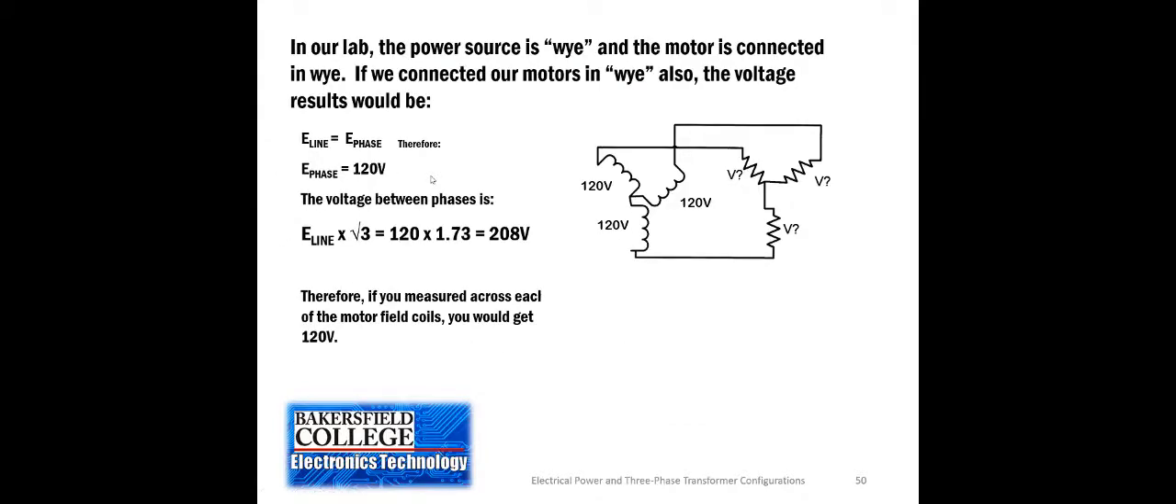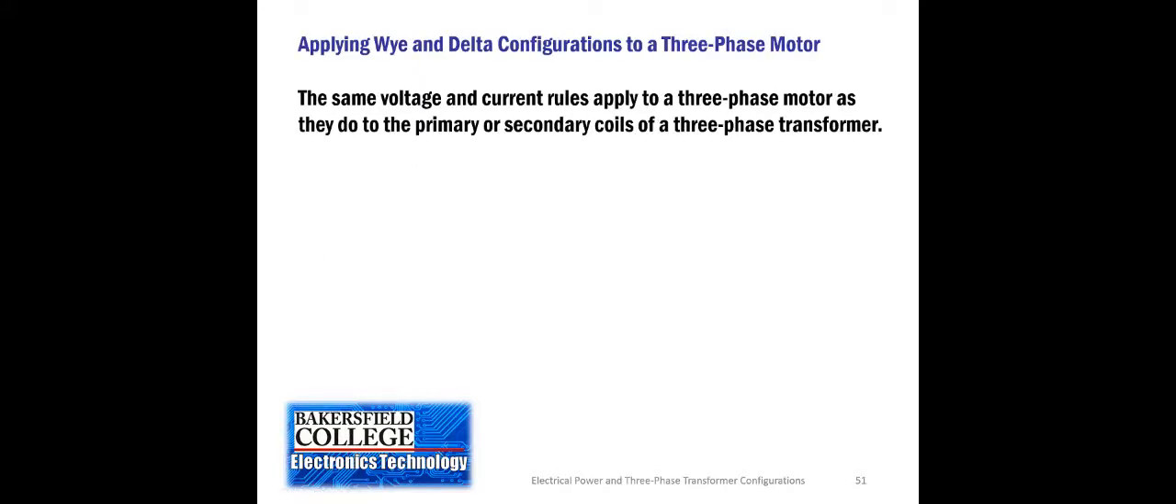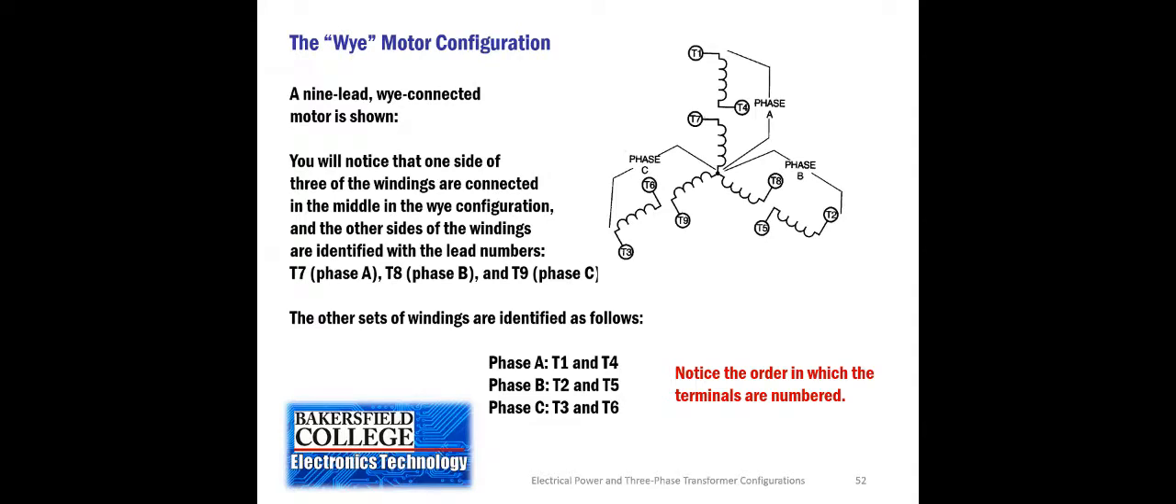So this is working through using the voltages in our lab equipment, and that shows an example. Now, when we apply Y and delta configurations to a three-phase motor, it's identical to what happens in a transformer. When we connect Y motors together, sometimes we have a dual voltage motor. So that has 2 sets of coils.